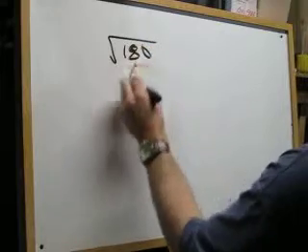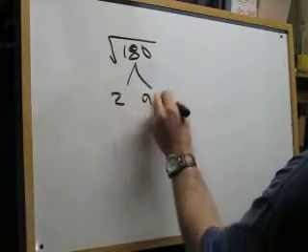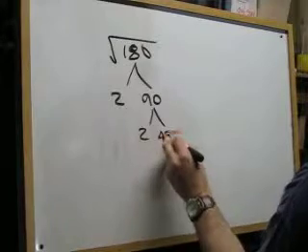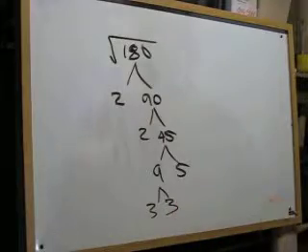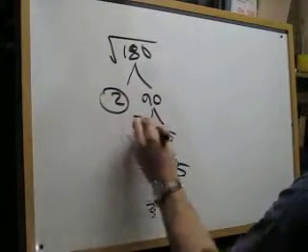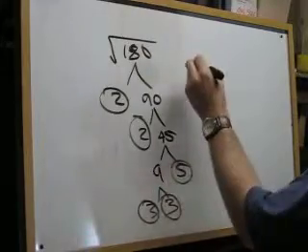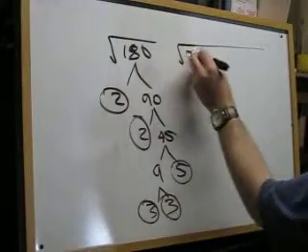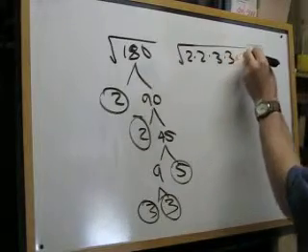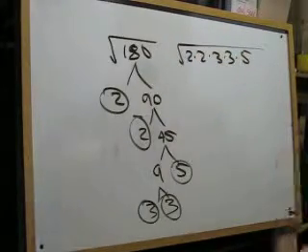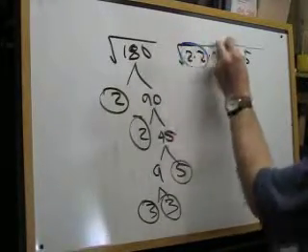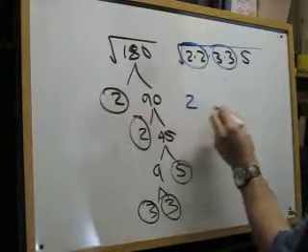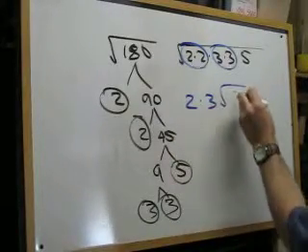Example 3, square root of 180. Again, we're going to do our prime factors. 2 and 90. 2, 45, 9, 5, 3, 3. That's as far as we can go. So my prime factors are these. So I make a really long radical sign. Okay, so I'm going to pull couple number 1 out of there, my 2's, so I'm going to pull my 2 out. And I'm going to pull my 3 out, and I'm left with a 5.